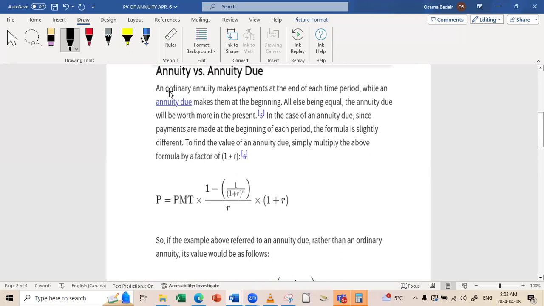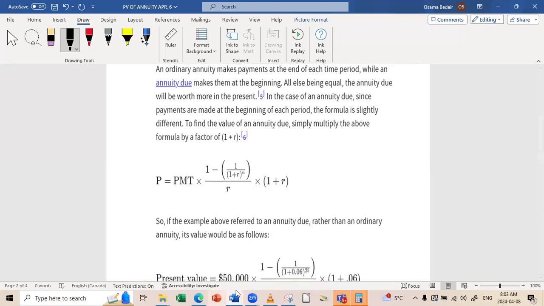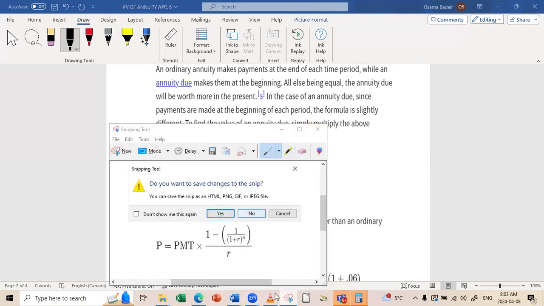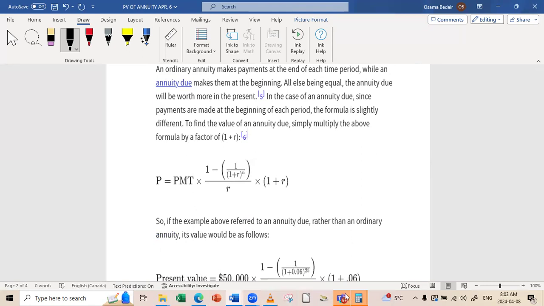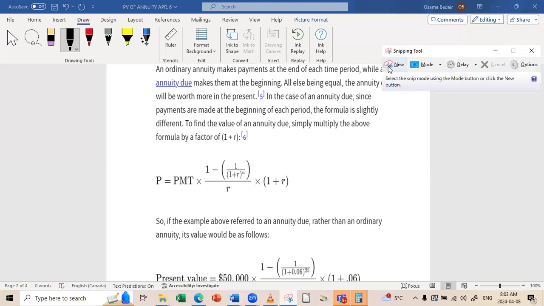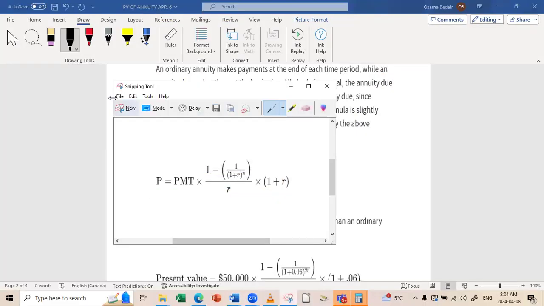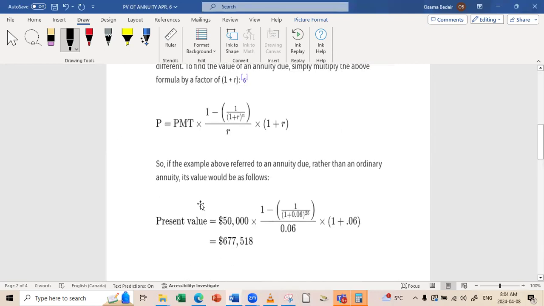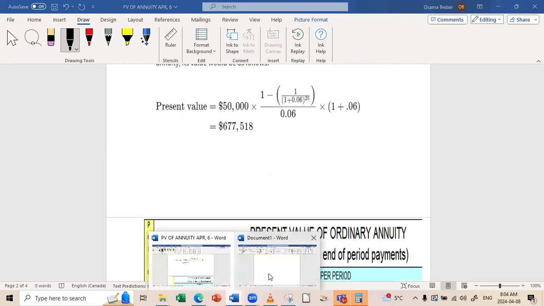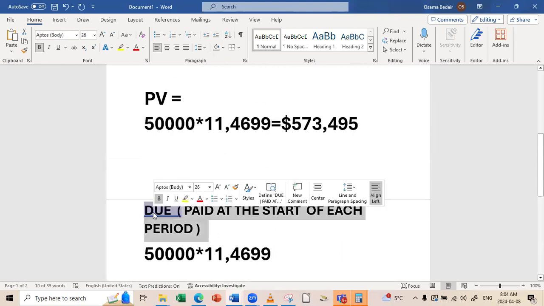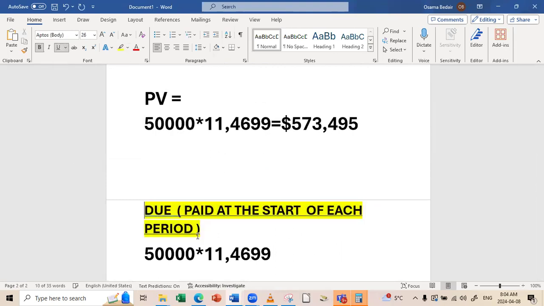But now for the due annuities, which are paid at the start of every year. So here are the due annuities, paid at the start of every year. I will take the formula also on screen here. I will take it this way and put it there so that you can see it and be clear for everyone. Here I will say edit, copy. Then I will go into the solution of my example again. And I will say this is the due now. I'm calculating the due, which is the second part.